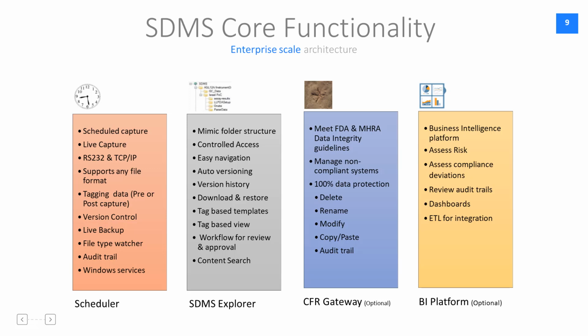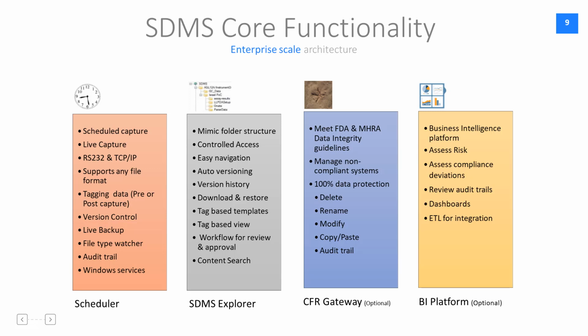Logilab SDMS scheduler will capture the data and send it to the server automatically. The scheduler can also capture data from standalone instruments which only have RS-232 ports or a TCP/IP port, or an RS-232 device connected to a converter with TCP/IP. And Logilab SDMS can support any file format. There is no limitation on the type of files that can be uploaded inside the Logilab SDMS.